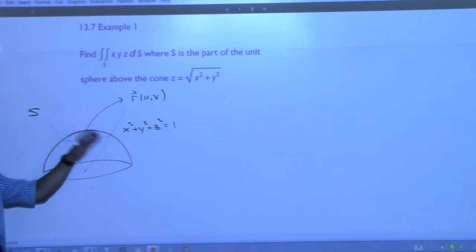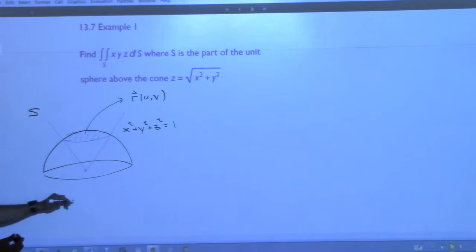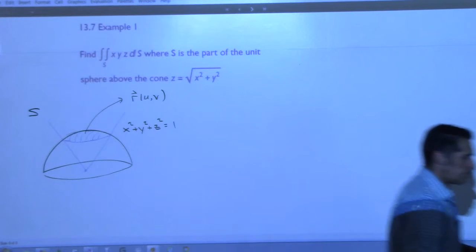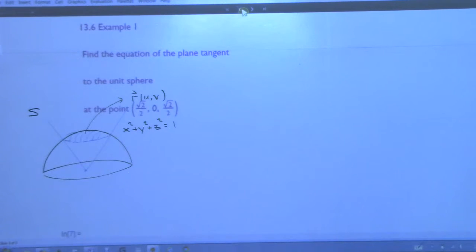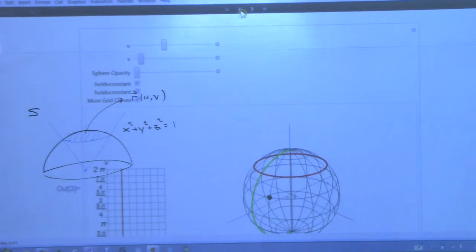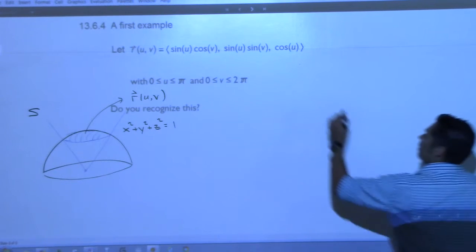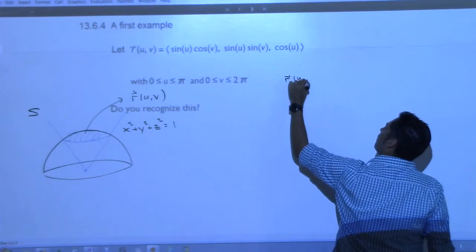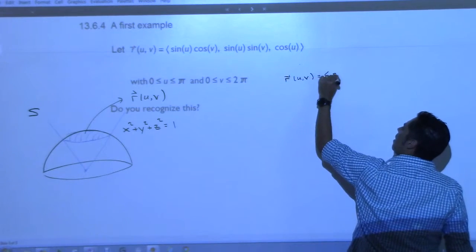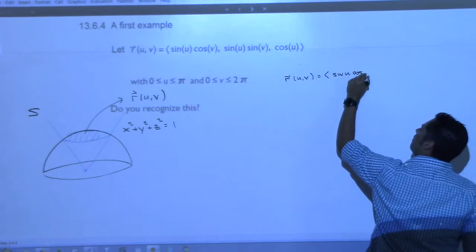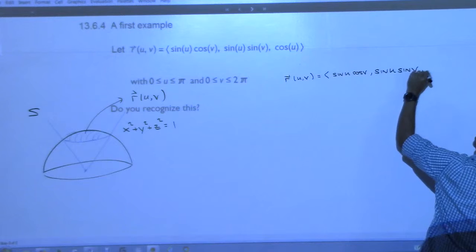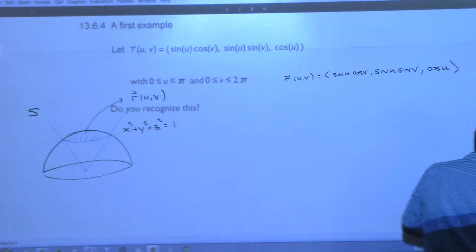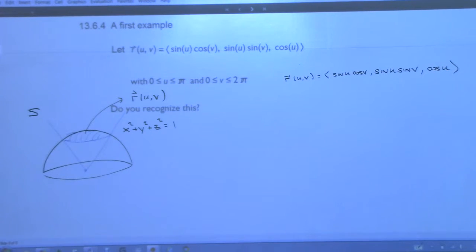That would be pi over 4. Yeah, but what were we using? I'm going to go back to the one that we had. I want to stick to the same thing so we don't have to redo all our math. Okay, this one right here. R of u, v was sine u cosine v, sine u sine v, and then cosine u. So the u is like our phi.